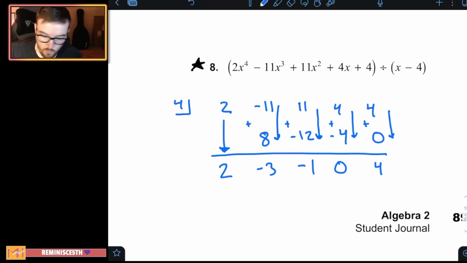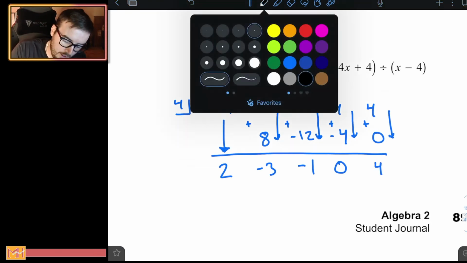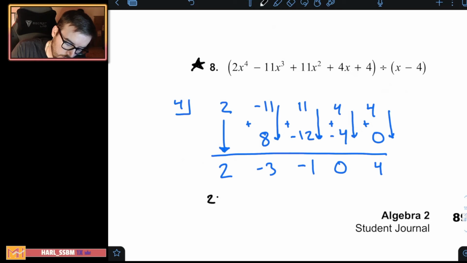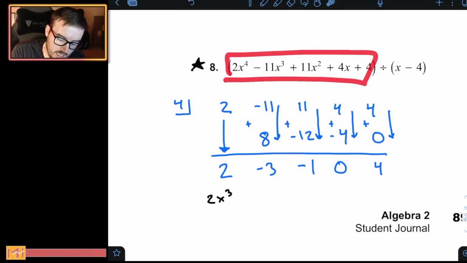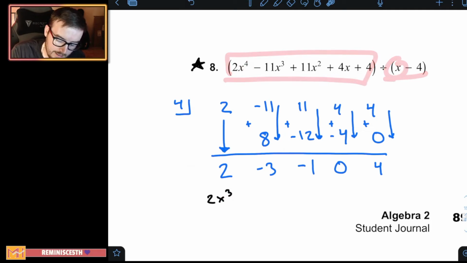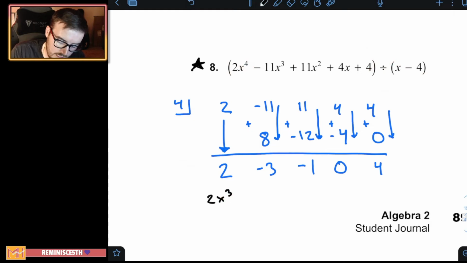So, what just happened? We just found our final answer of 2x cubed. It lowers by a degree. When I take this expression and divide it by x, it lowers it by a degree, and everything is descending from there.